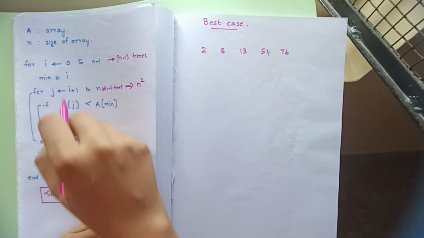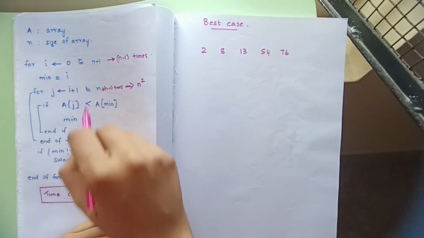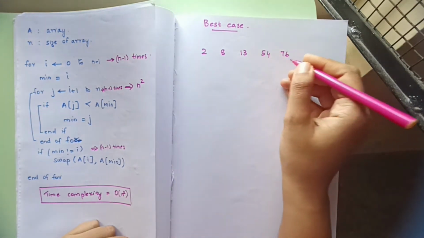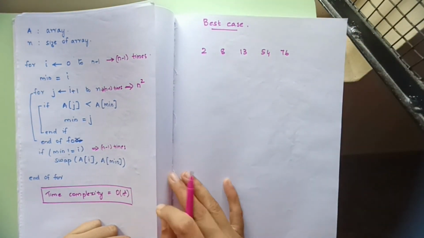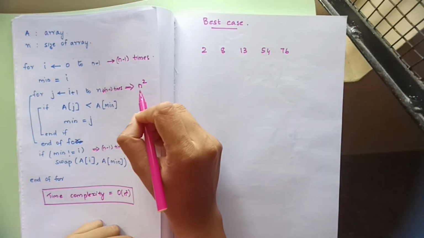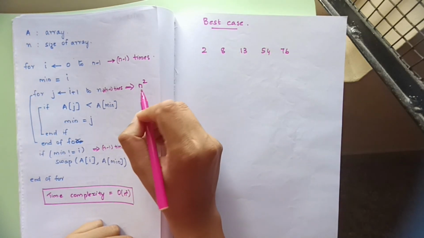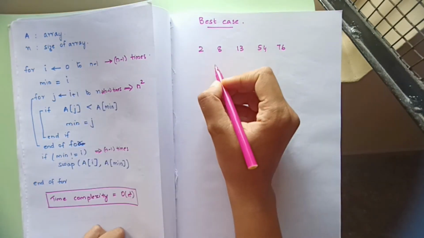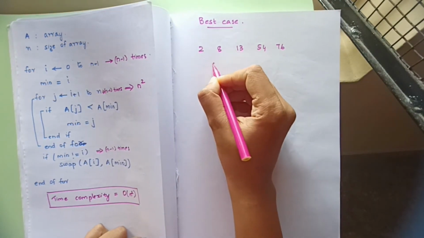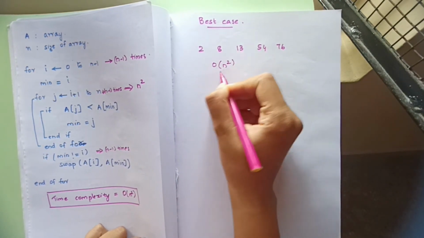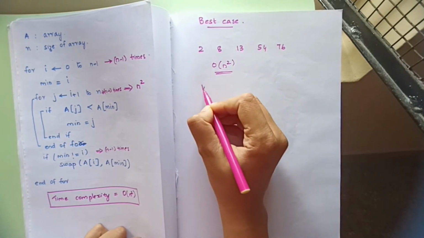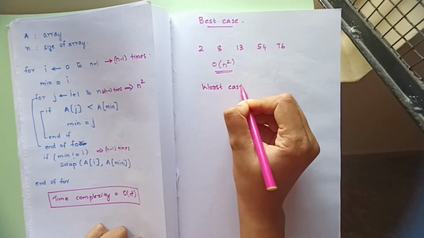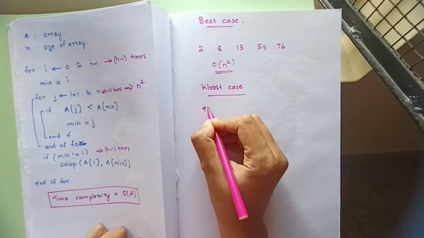But this j loop will still execute n minus 1 times, because till the end of the array it has to perform the comparison to find the minimum. That means the program anyway takes a time complexity of n square, and that is why the best case time complexity is in the order of n square. And next, consider the worst case. I will take an example.